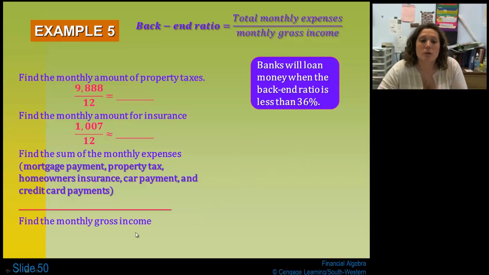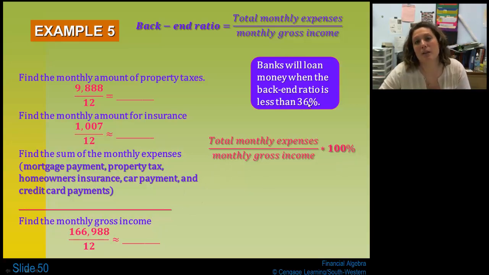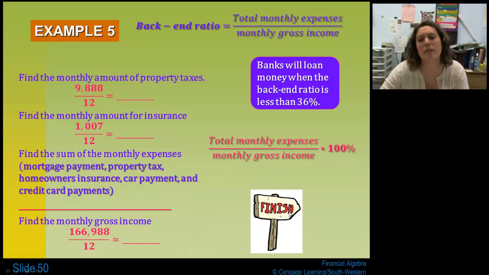Then you're going to do your monthly gross income. So you're going to take their $166,988 and divide that by 12. And then you're going to substitute that in. So the total of the monthly expenses, which you found here, divided by the monthly gross income, which is here, multiply that by 100. If they are less than 36%, the bank will probably give them the loan. They are good candidates. So go ahead and finish this and tell me if they will get the loan.